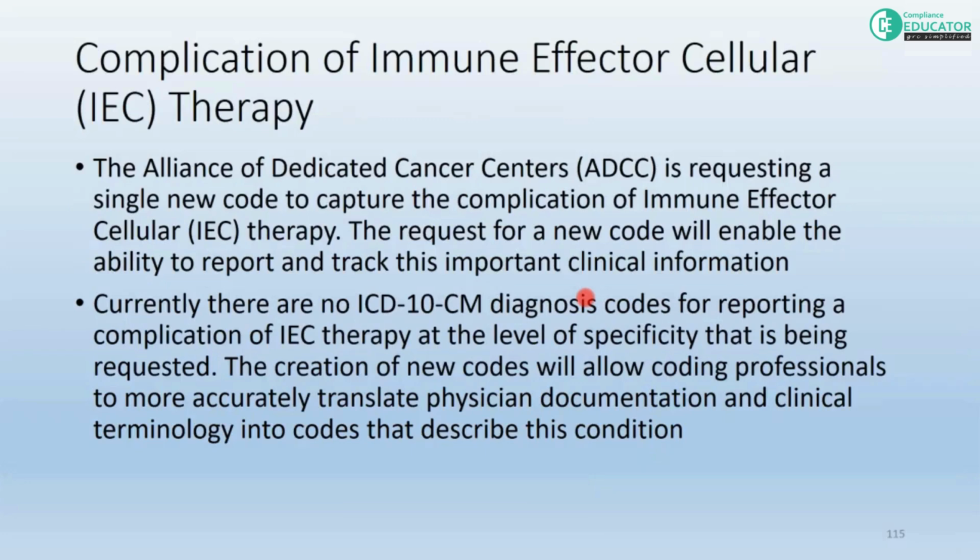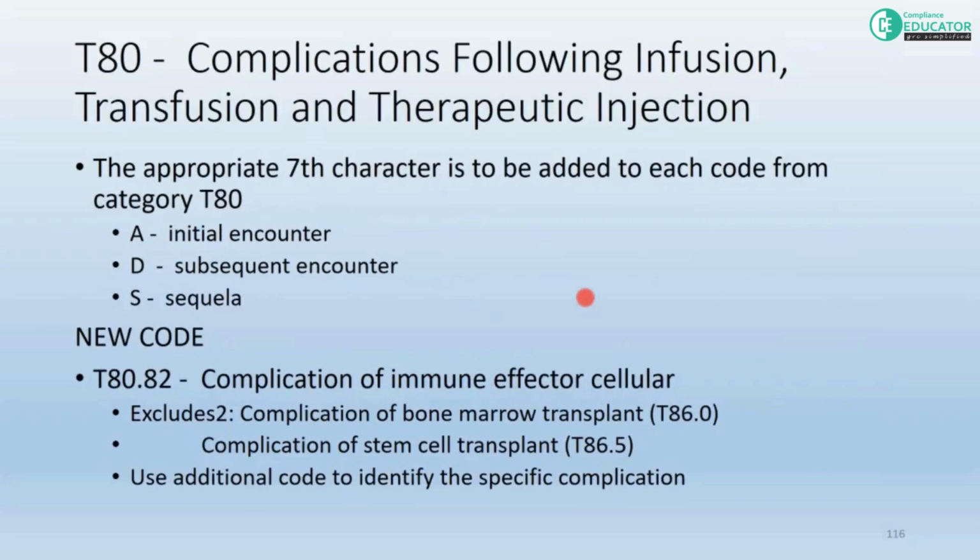Okay, we have the Alliance of Dedicated Cancer Centers requesting a code to capture complications of immune effector cellular therapy. It'll enable them, as we've heard over and over again, to report and track. There's no codes that are specific to this right now. So here's another T code. Because it's a T code, it has a required 7th digit. And as with the other new codes we've seen this year, there's only 3, the A, D, and the S. We have instructions with Excludes 2 notes and also use additional instructions with the code.